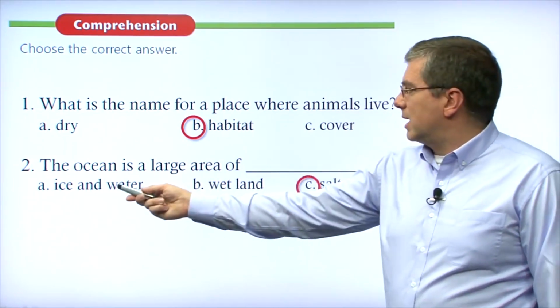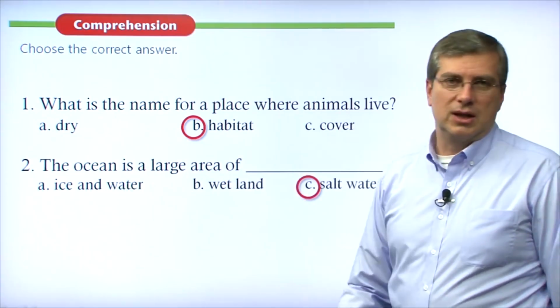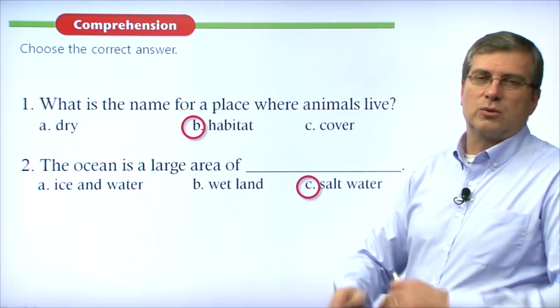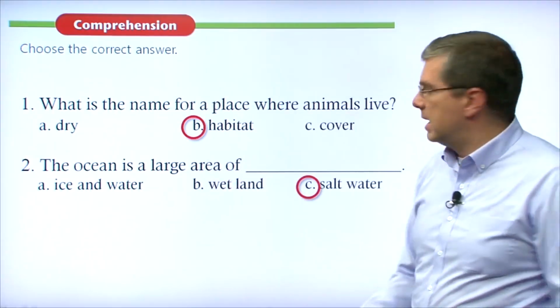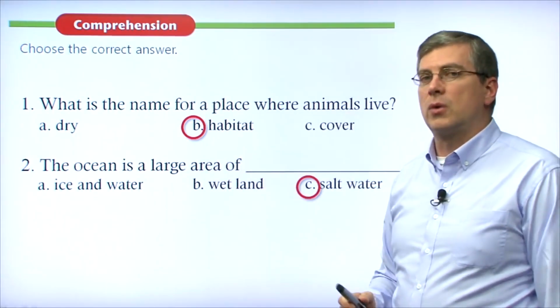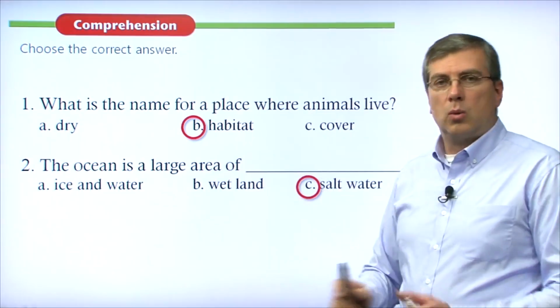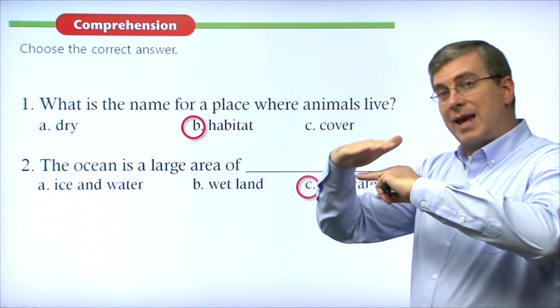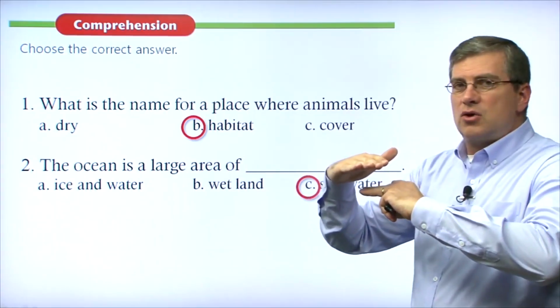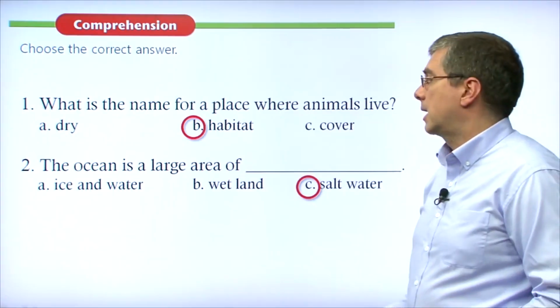Because even though we can say that, yeah, well, sure, there's a lot of ice and water in the Arctic Ocean, it's not just the Arctic Ocean. We're talking about oceans everywhere, right? So the ocean is always just salt water. Even in the Arctic, it's salt water. So this is our best answer, C. Wetland, no. Remember, wetland is very shallow. The land is right underneath the water. That's not an ocean, right? That's too shallow to be an ocean. That's a wetland. Okay, let's move on.